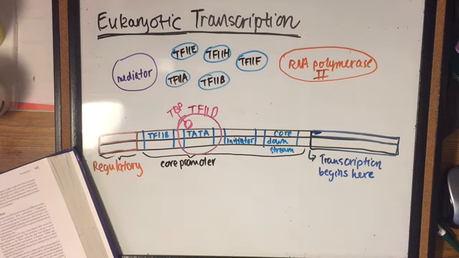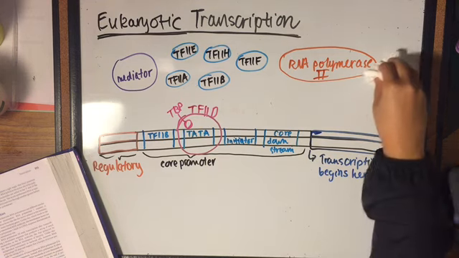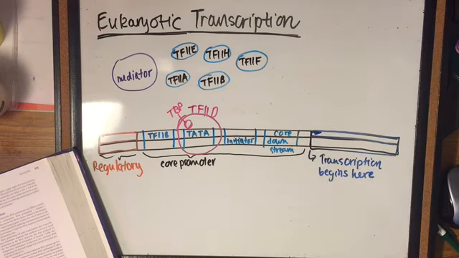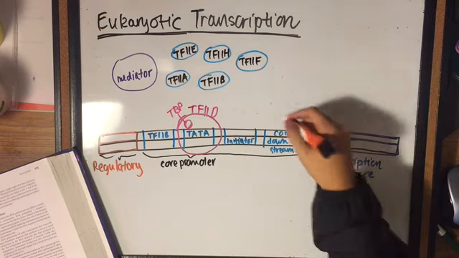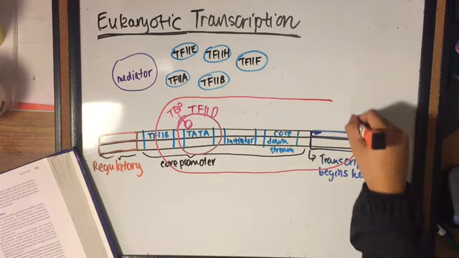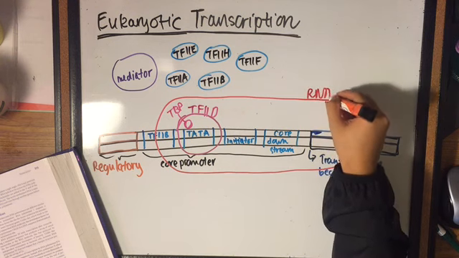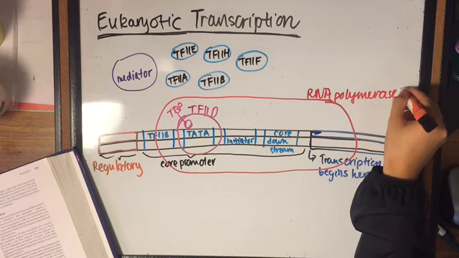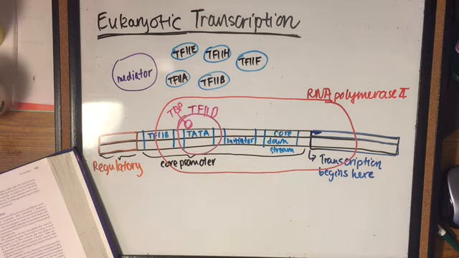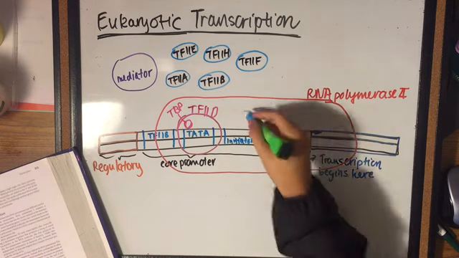But anyways, the TFIID binds to the TATA box in the core promoter, along with the TBP. The TBP is also known as the TATA binding protein. Then the transcription factors and the RNA polymerase 2 also bind to the core promoter.